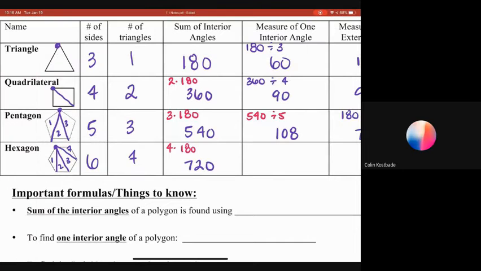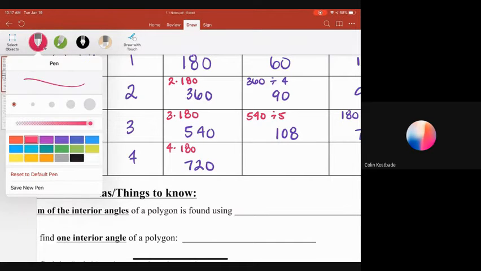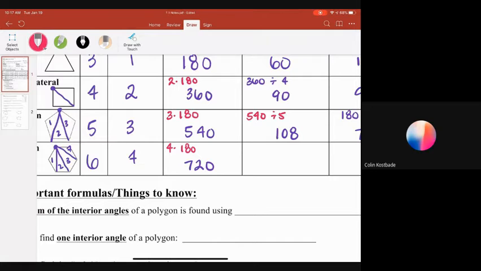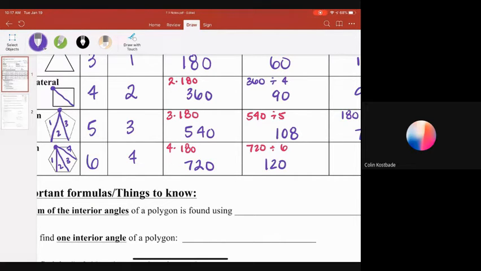Good. If I know the sum is 720, how can I just find one? What can I do to 720 to just find one angle? Divide, yeah. 720, and I should divide by what? 6, yeah. I thought you said 4 at first. Yes, divide by 6. Divide by 6 because there's 6 sides. Therefore, 6 angles, and that's going to give me 120.